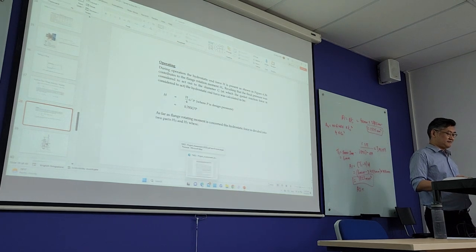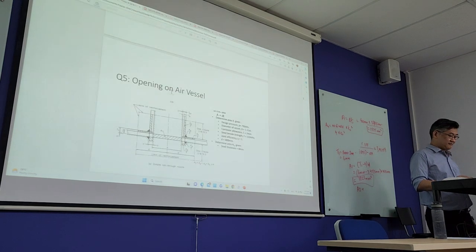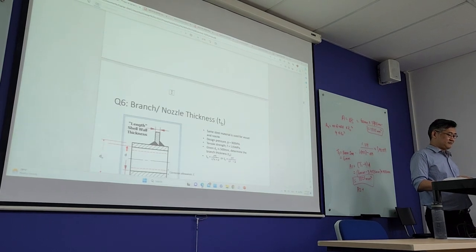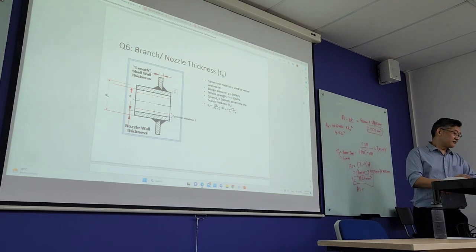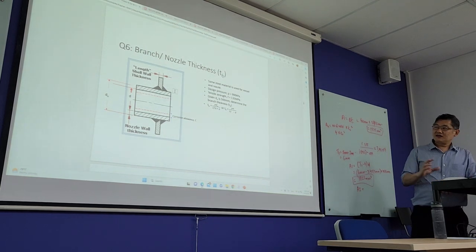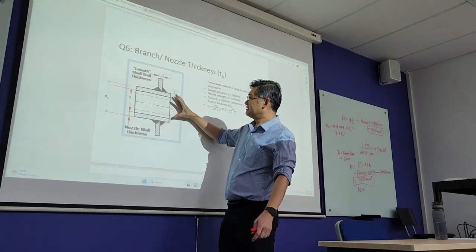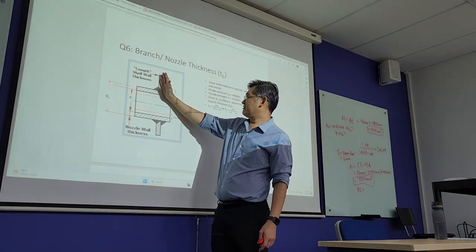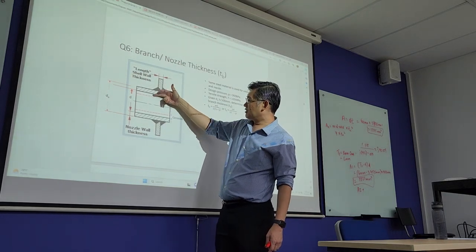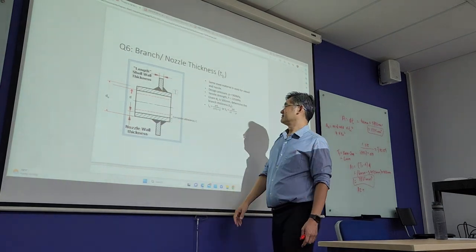Okay, we try to do this. Another one, just now was the vessel itself. Right now we are going to insert the nozzle here, the pipe. This is our air receiver. You cut an opening, then you insert the pipe.